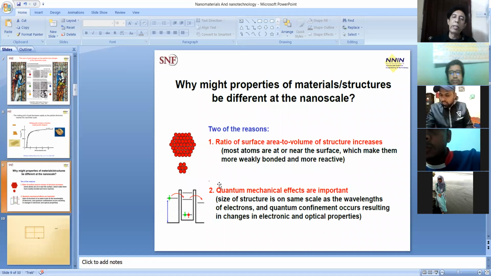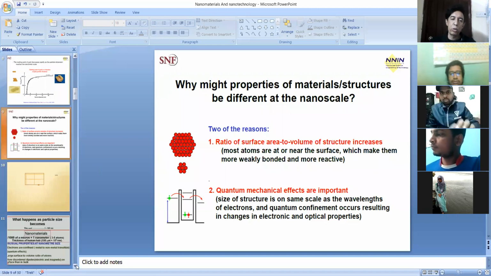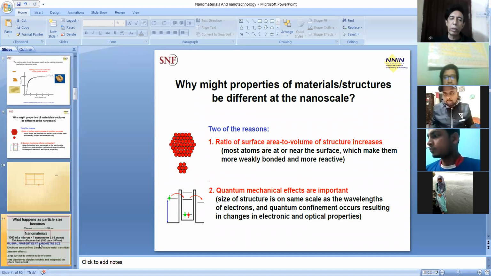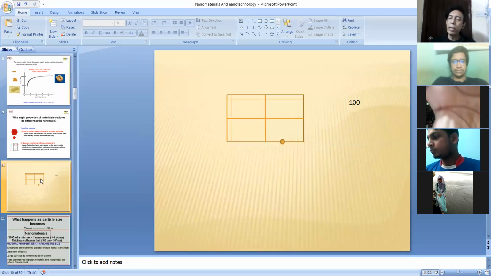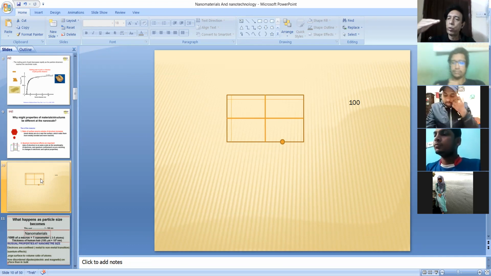And the second reason is quantum mechanical effects are important. What is the quantum mechanical effect? Now, what is quantum mechanics? Quantum means 1 by 1. There is no fraction between 1 and 2.